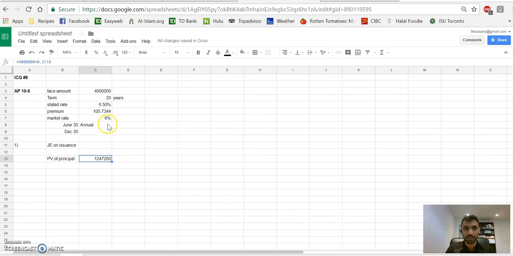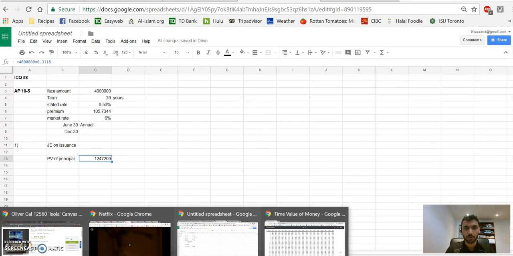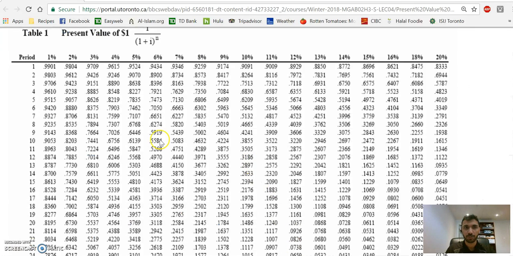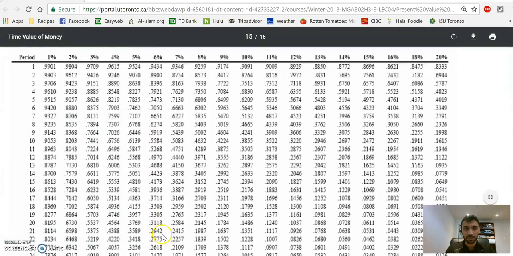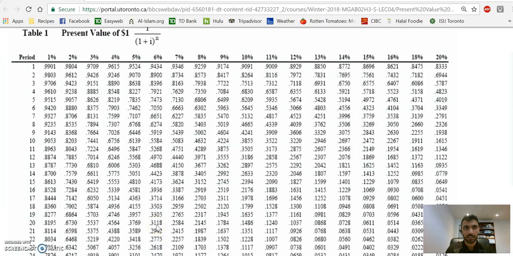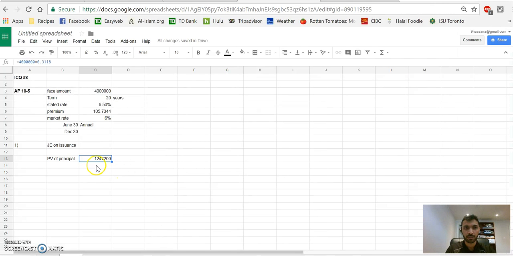So 6% market rate. If we were to go back to our time value of money tables, this would be table number 1 because this is present value of a single payment and not an annuity. Okay, so single payment, 6%, 20 periods, we go all the way down, 0.3118. All right, so we go back to our present value principal. This is 4 million times 0.3118.